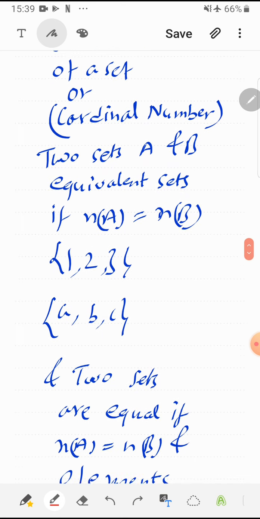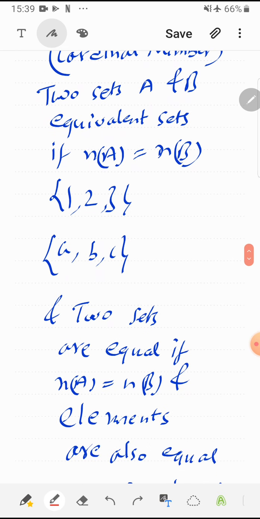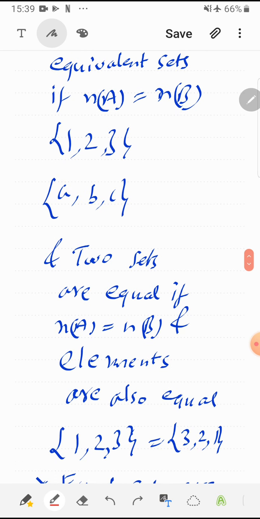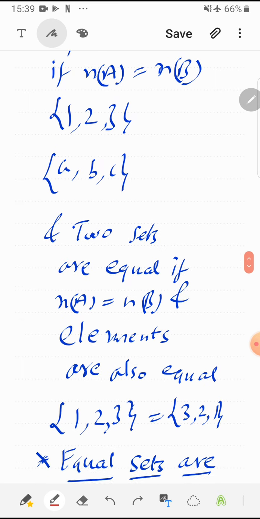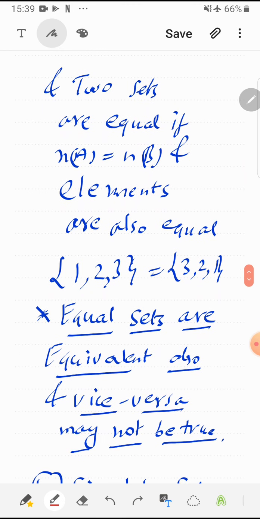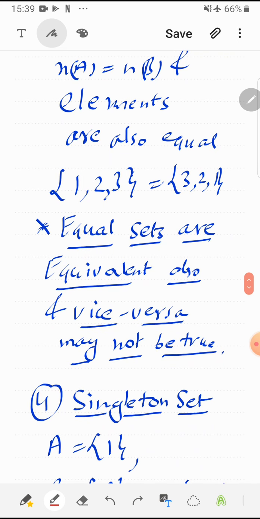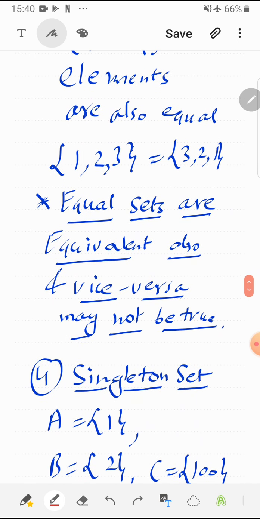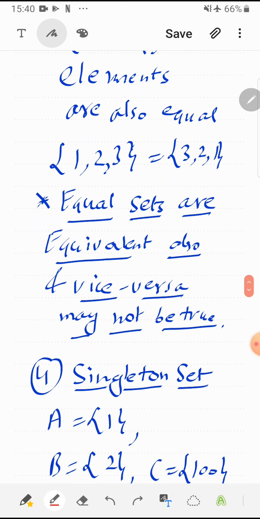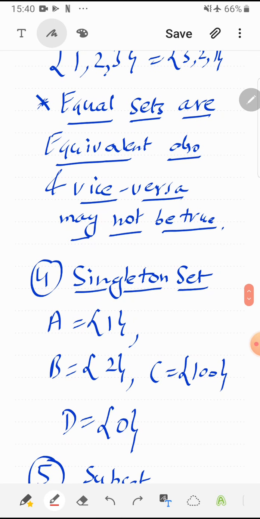And two sets are equal if their orders are equal and their elements are also equal. That means set {1, 2, 3} is equal to set {3, 2, 1}, whatever way we write it. So if sets are equal, then they are equivalent also. This is sure, but vice versa may or may not be true. Next is the singleton set. What is a singleton set? This is a set having a single element, like singleton 1, singleton 2, singleton 100, singleton 0 and so on.